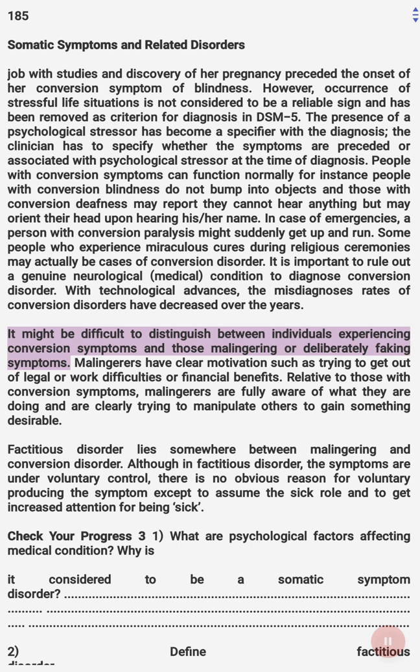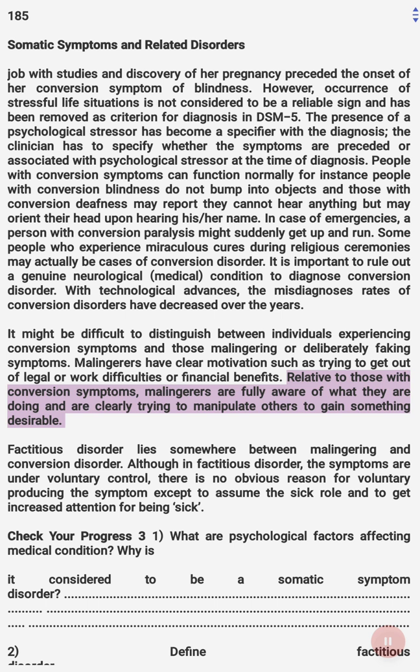It might be difficult to distinguish between individuals experiencing conversion symptoms and those malingering or deliberately faking symptoms. Malingerers have clear motivation, such as trying to get out of legal or work difficulties or financial benefits.